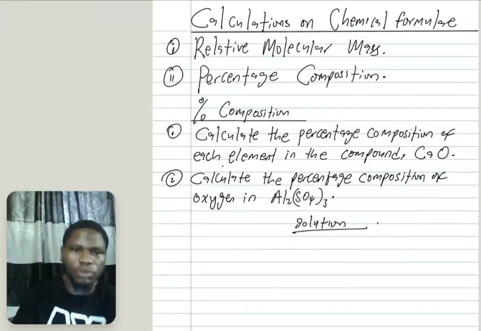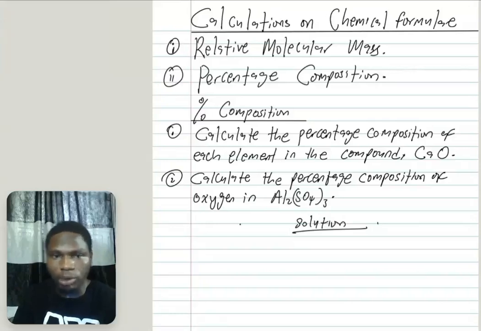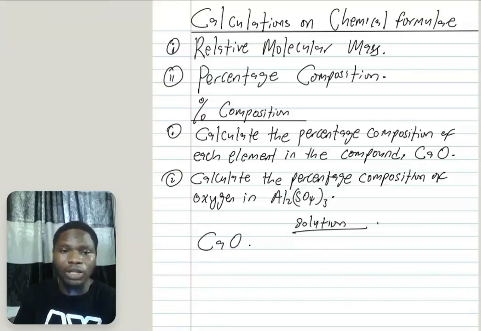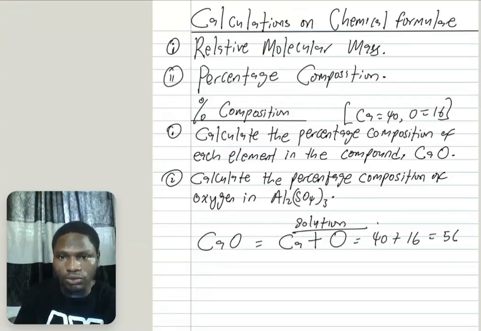Now we have this question on percentage composition. So they say calculate the percentage composition of each of the elements in this compound. So you have this compound CaO. You see, the first thing is that before you can calculate the percentage composition, first, you get the relative molecular mass of this compound. That is calcium plus oxygen. Remember, calcium is 40. You are not given, but I will tell you. You can just write it down somewhere. Calcium is 40. Oxygen is 16. So I have 40 plus 16, and that's equal to 56.